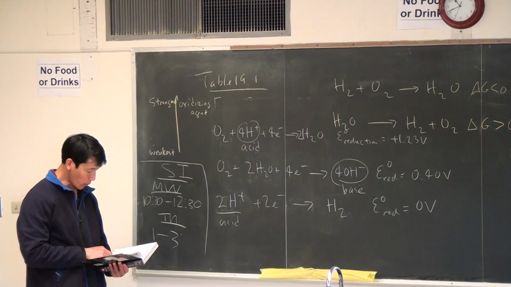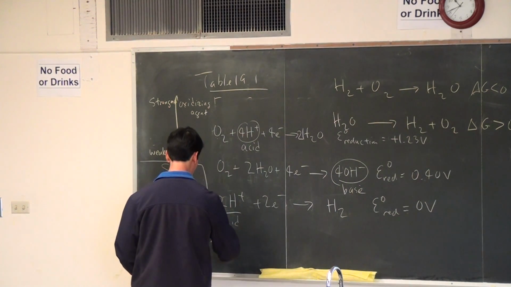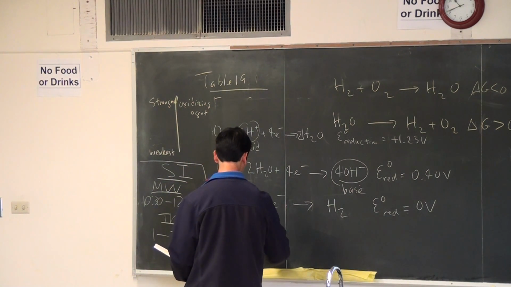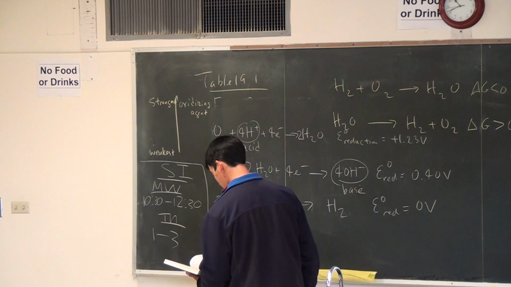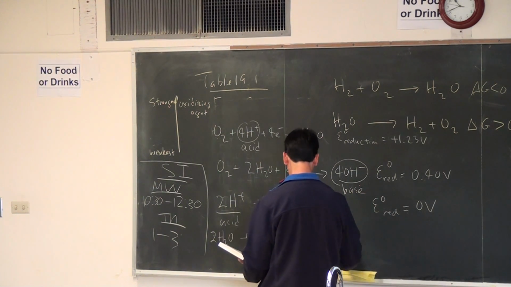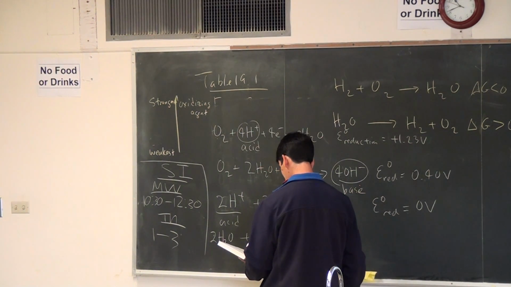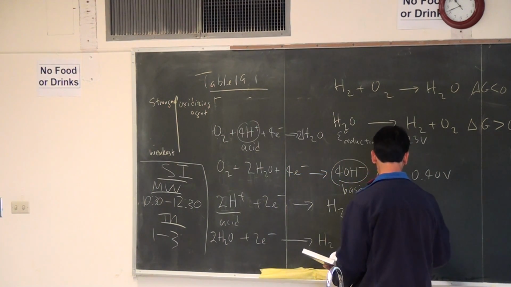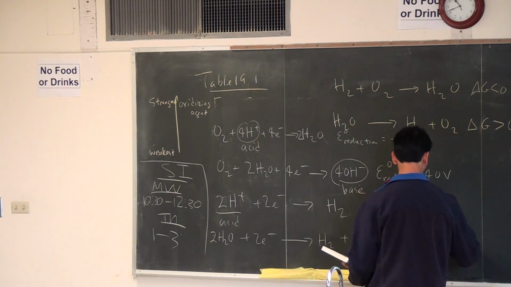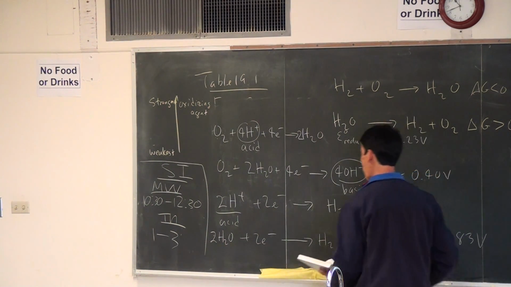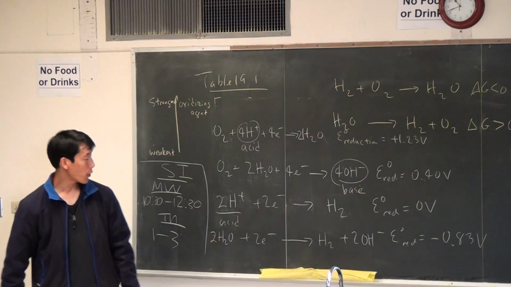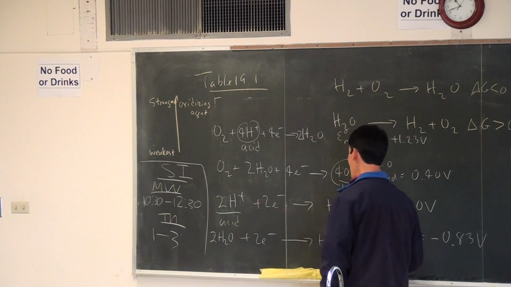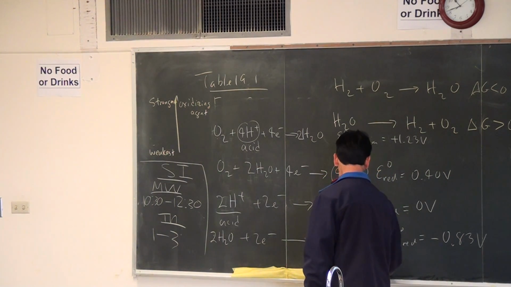There's one more. So here's this one. 2H2O plus 2 electrons going to H2 plus 2OH minus. And then the reduction potential for this one is minus 0.83 volts. And note that for this one we have 2OH minus, so that means that the conditions in this case would be in a base.